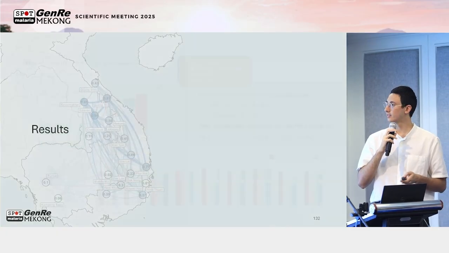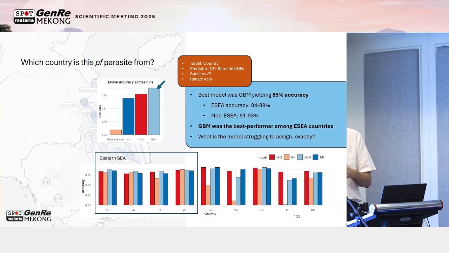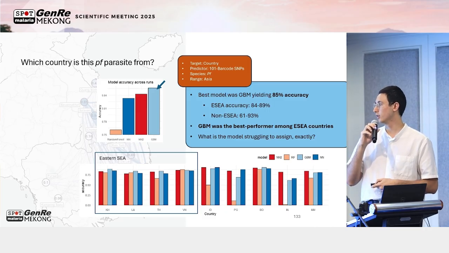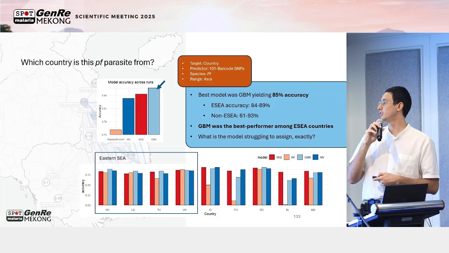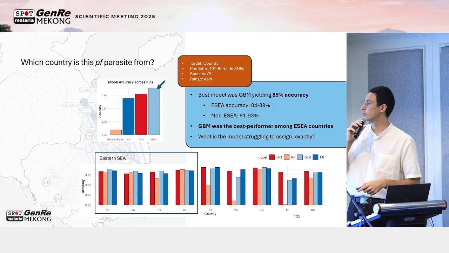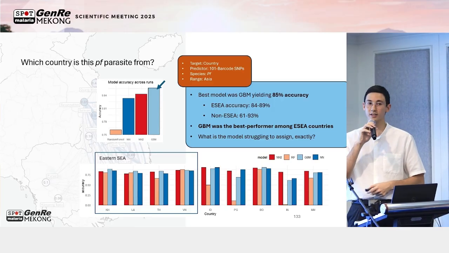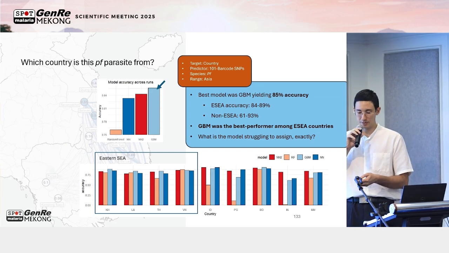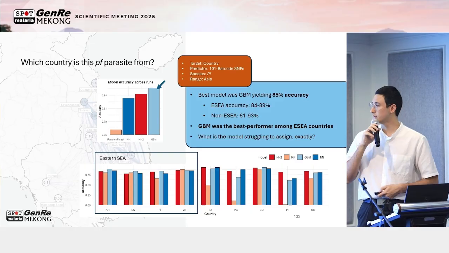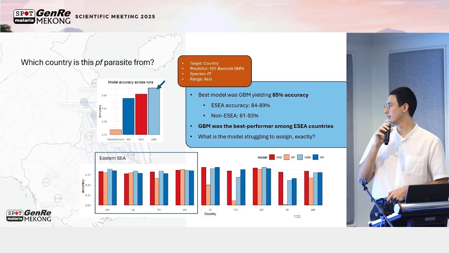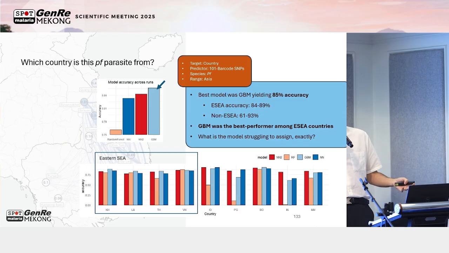So looking first at the prediction of countries with PF parasites. Out of the models that we trained, the best performing model was the gradient boosting machine, which achieved an 85% accuracy. Accuracy within East Southeast Asia will range between 84 and 89%, while for non-East Southeast Asia, it was 61 to 93%. Compared to other models, the gradient boosting machine actually performed the best within the East Southeast Asian region. However, it's still not at 100%.